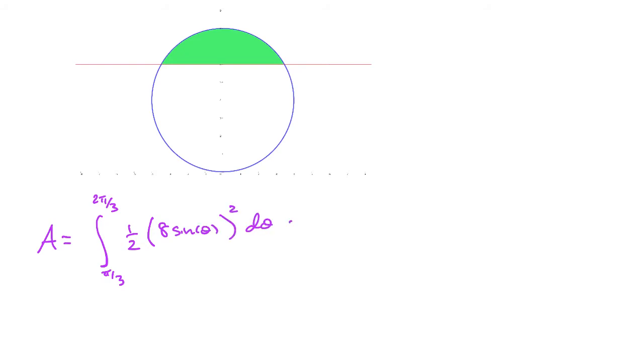squared d theta. And then for that, we're subtracting the area under the line, which is also on the same limits from pi over 3 to 2 pi over 3 for 1/2 r squared. For that one, we have 6 cosecant of theta squared d theta. So now here's our integration that we need to evaluate.